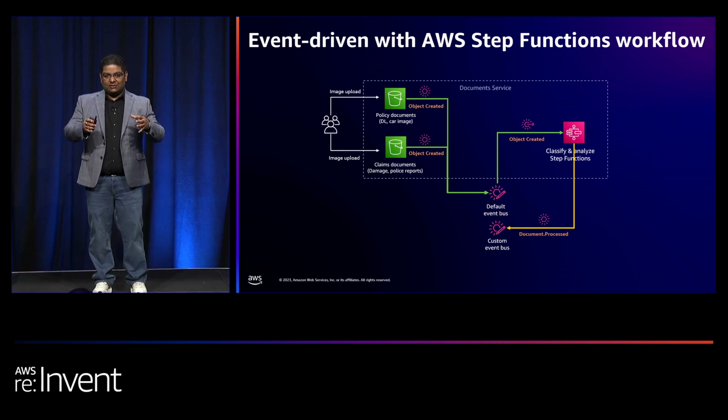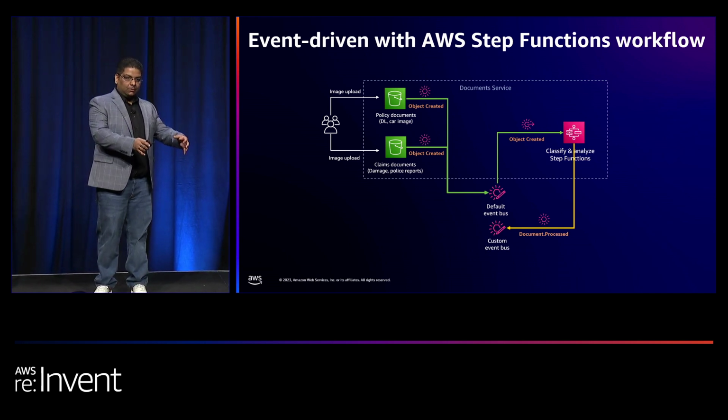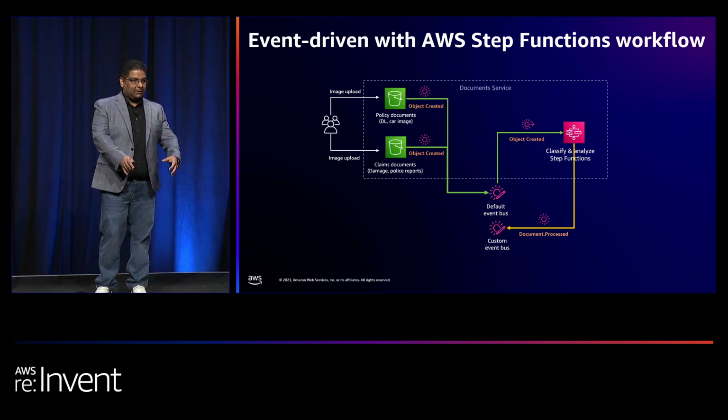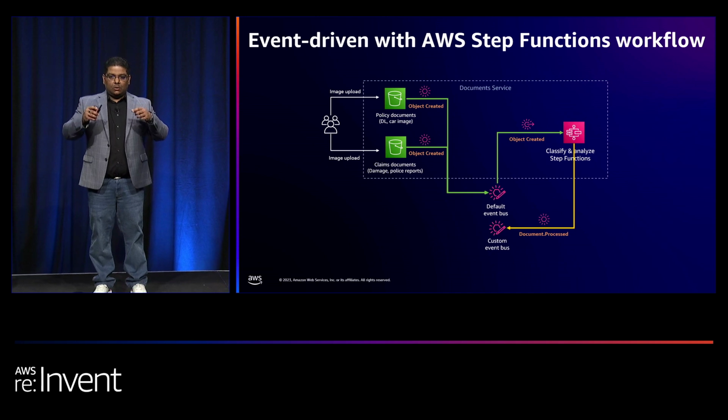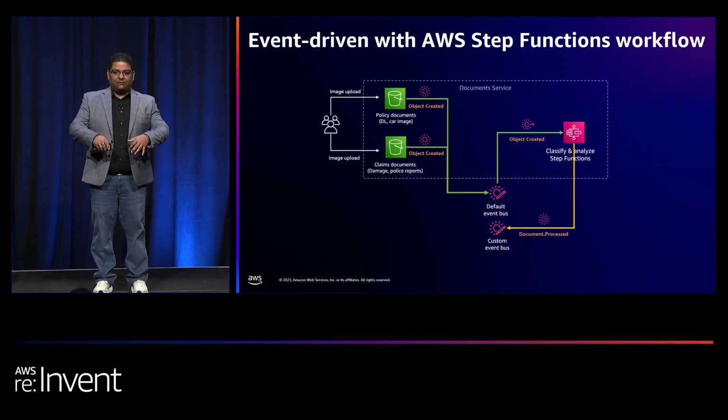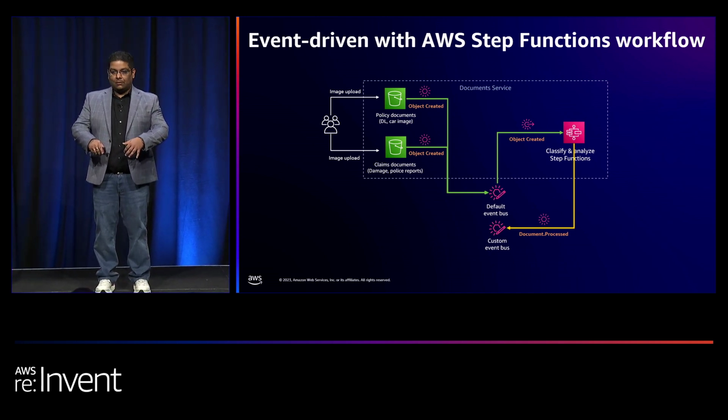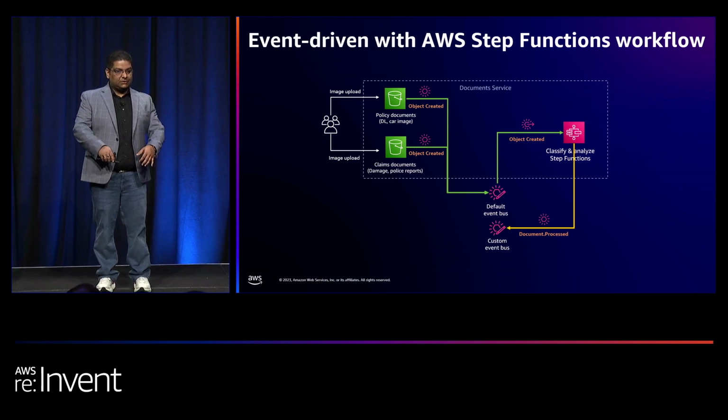If it is a driver's license image, go this path and use Textract to figure out the data, go from unstructured to structured data. If it is a car image, go through Rekognition Custom Labels and figure out what the color of the car is and whether it has any damages or not.